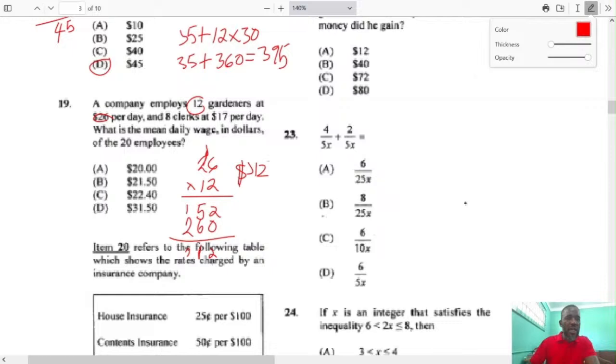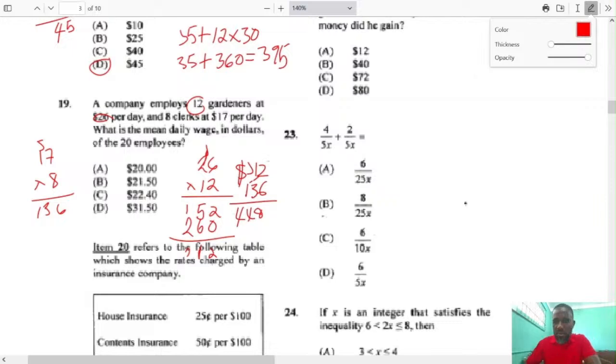Now let's look at the wage for the clerks. So we have 17 times 8. So 8 times 7 will give us 56. And 8 ones and carry 5. So 8 ones, 8 and 5, 13. So we get 136. Okay, so 312 plus 136. So we have 8, 4, 3 plus 1 give you 4. So we have 448. So basically, now in order to get the mean, we are going to divide 448.